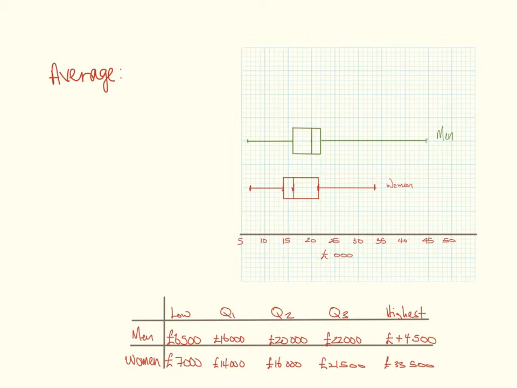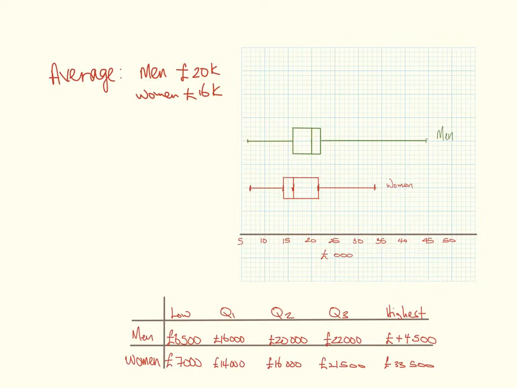So I'm just going to write this in short. So men are getting on average £20,000, whereas the women are getting on average £16,000. So that's one comment that you might want to make on that.